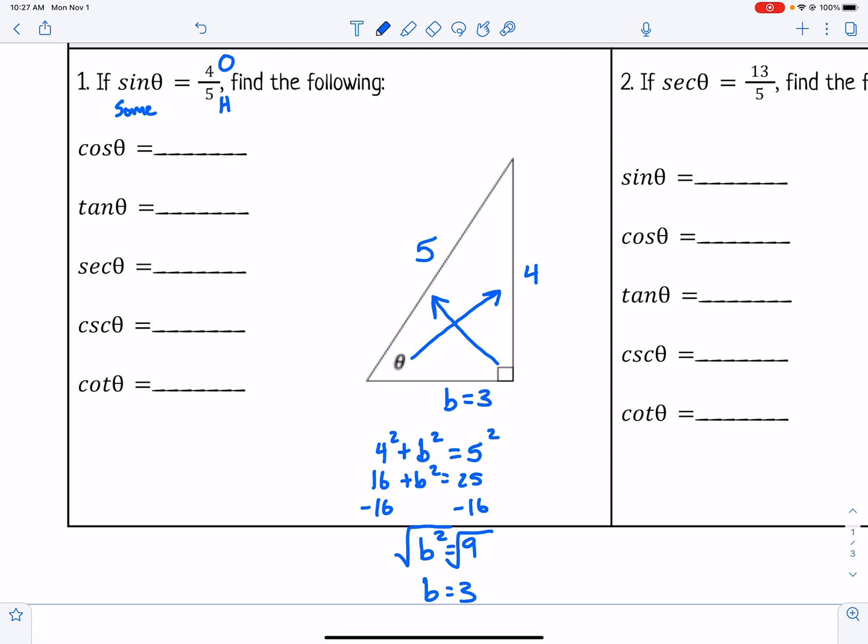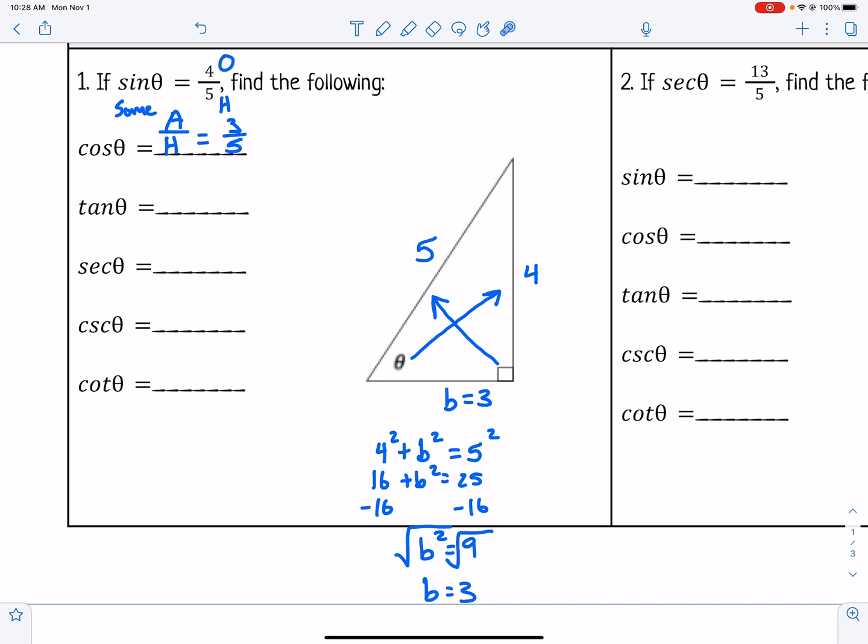Now I can set up the rest of my trig ratios. So cosine of theta means cosine is caught another hippie. So adjacent to theta is 3, and then the hypotenuse was 5. So think caught another hippie means to put adjacent over hypotenuse right there. Let me write that a little smaller. Adjacent over hypotenuse, which in this case would be 3 over 5.